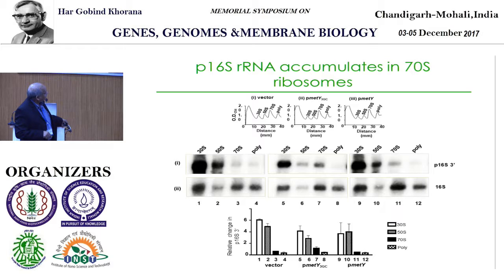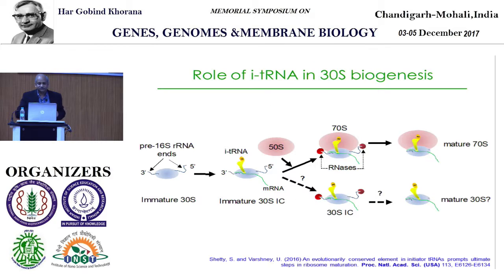So here is the vector. You hardly accumulate any precursor in the 70S. With wild type tRNA overproduced, we don't accumulate much. But in this particular strain where the mutant initiator tRNA is being produced, we accumulate precursor 16S rRNA. We've done a few other genetic experiments, but I'll spare you the details. All of that then led us to propose a model which goes like this.